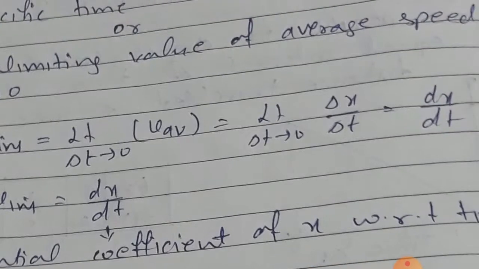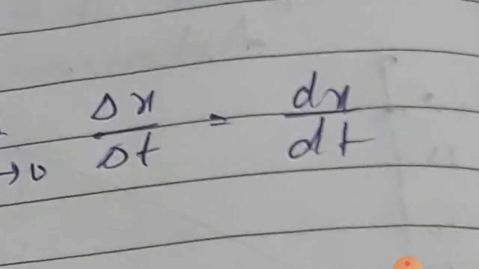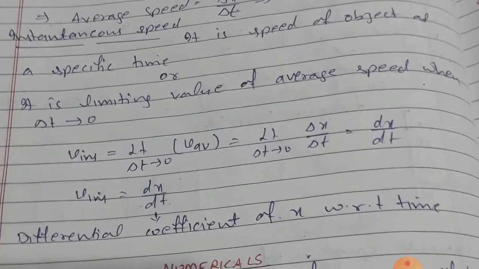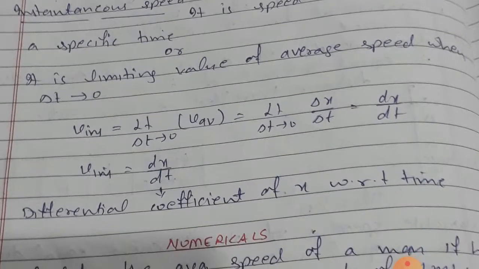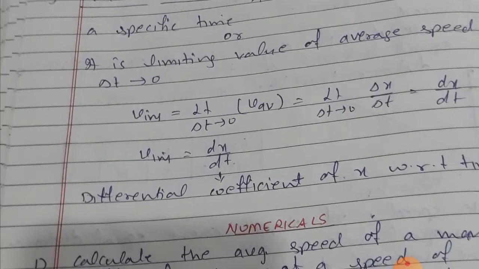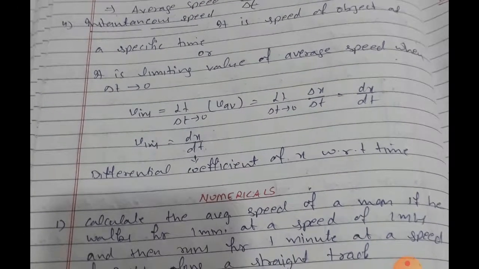Now I think it is clear why we are putting the limit delta t approaches 0. So when the limit delta t approaches 0, delta x by delta t is also written as dx by dt. What is dx by dt? It is called the derivative of x with respect to time, or the differential coefficient of x with respect to time. We'll focus on this formula in numericals, and we'll practice numericals based on this concept.